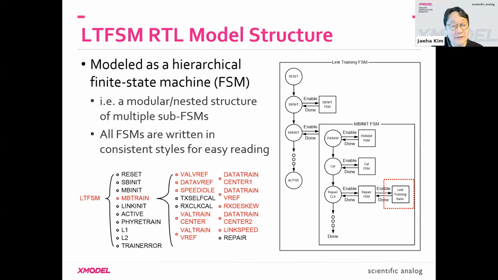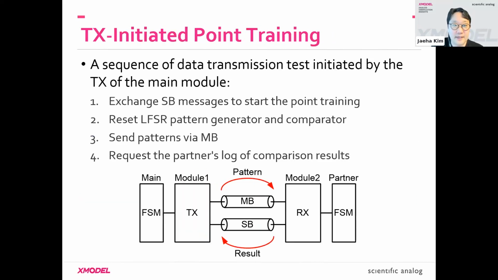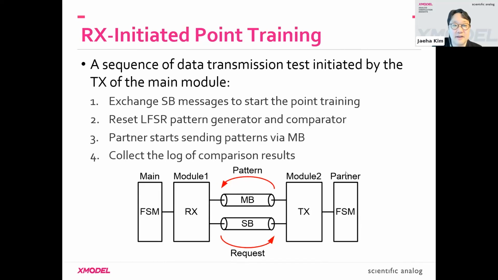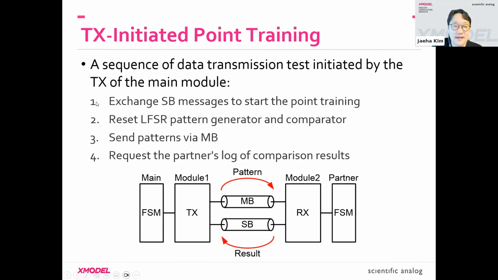For your easy reading, all of our FSMs are written in the same style, so that once you figure out how one FSM is written, it's easy to understand the other FSMs as well. As I said, a lot of the tasks done in the LTFSM involve a process called point training. There are two kinds of point training: one is transmitter initiated, the other is receiver initiated. The only difference is who initiates it. What it does is initially exchange sideband messages saying, I want to start the point training.